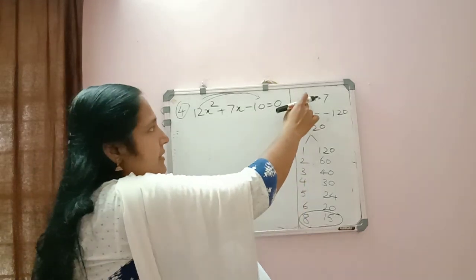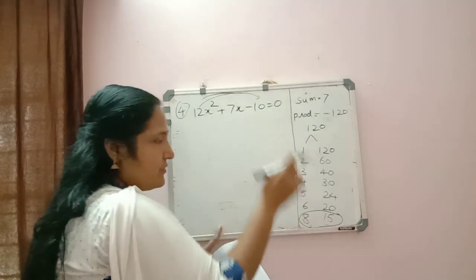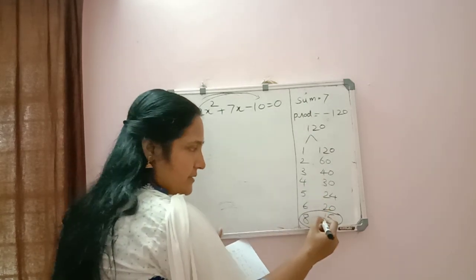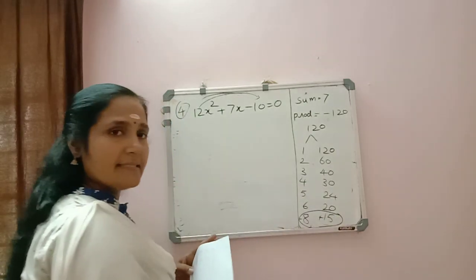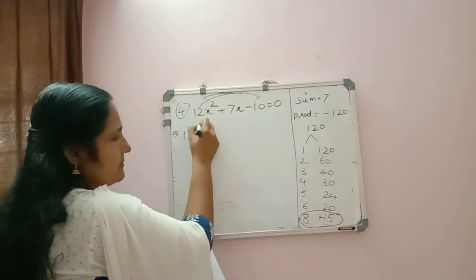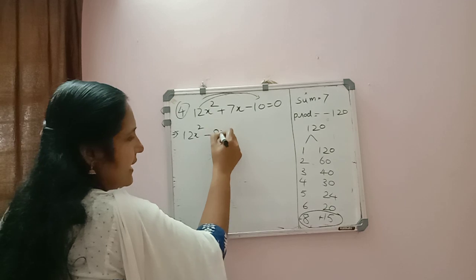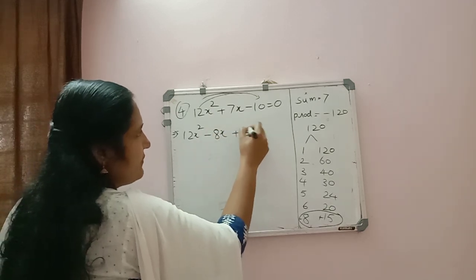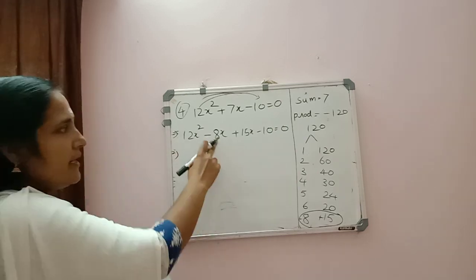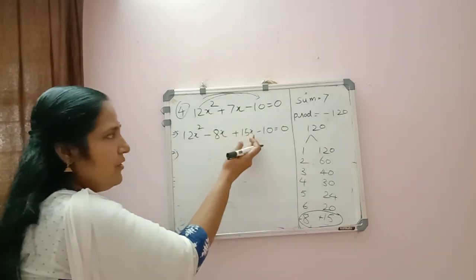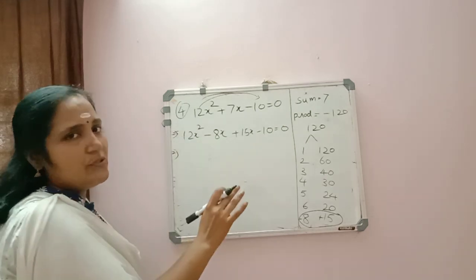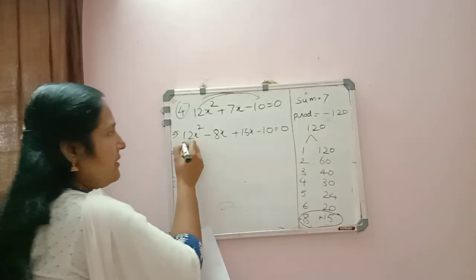Now check the sum. Sum is positive. So out of these two numbers, the greater number should be positive and the smaller one we will take as negative. So it will be 12x square minus 8x plus 15x minus 10 equal to 0. Ordering depends on you there. If you want, you can write plus 15x first. No problem there. No change will come in factorization.